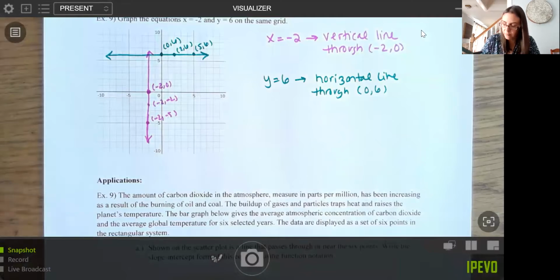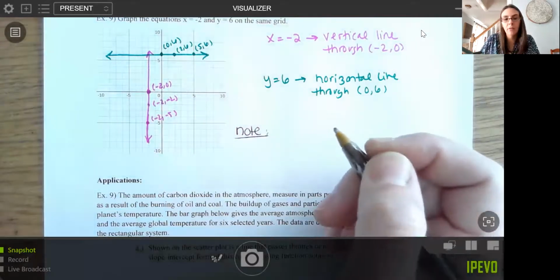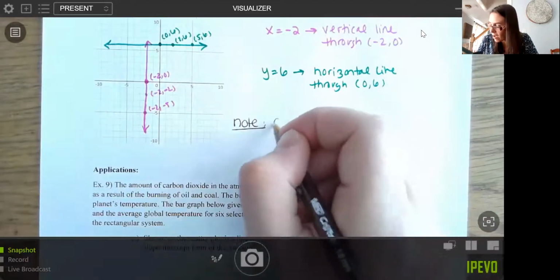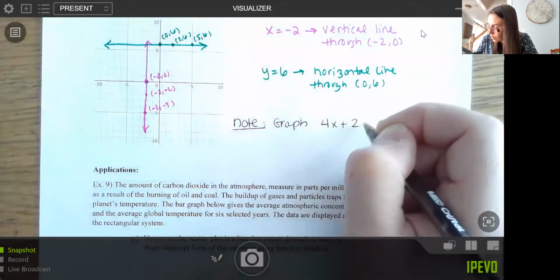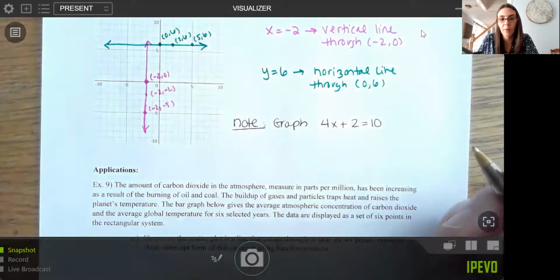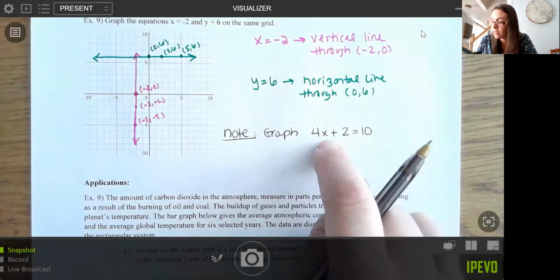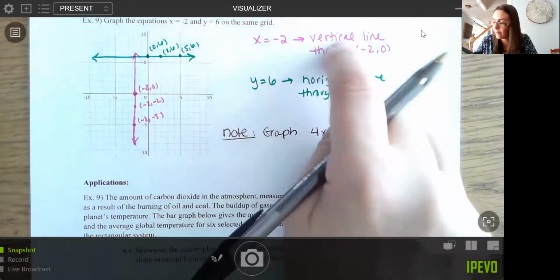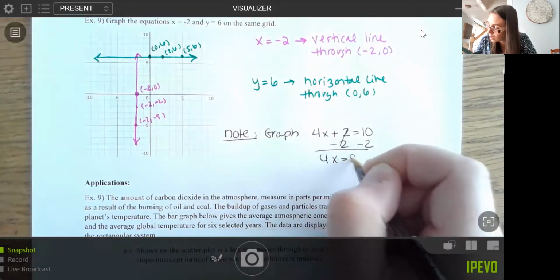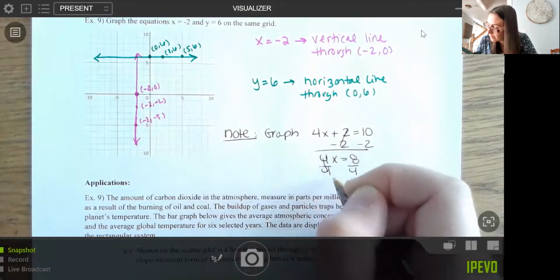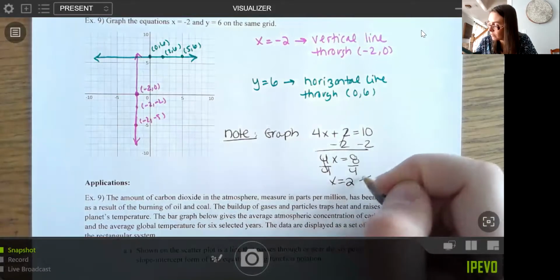One last little note here. Sometimes they're not always in the final form. So you could see something like graph 4x plus 2 equals 10. And you're probably saying, well, that doesn't look like this form, but you want to notice that there's no y, it's just an x. So if it's just an x, it's going to be a vertical line. And what you can do in those problems, if you see these, is you can just solve and then figure out what the simplified version is. And now you know that, hey, this is a vertical line.